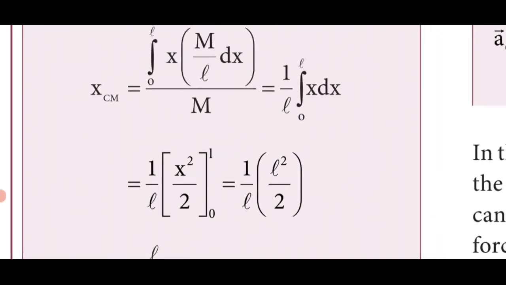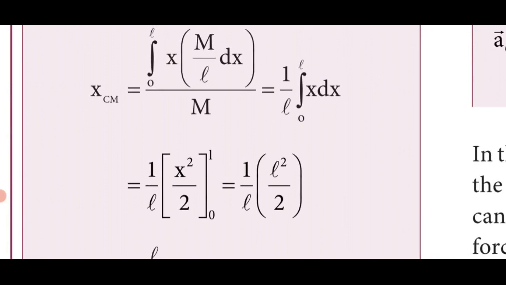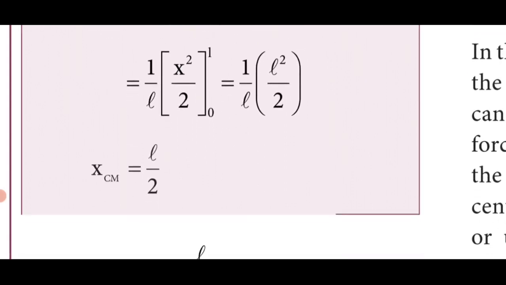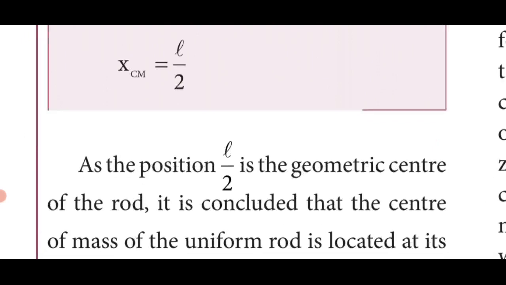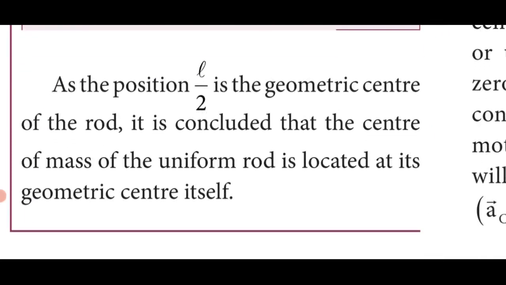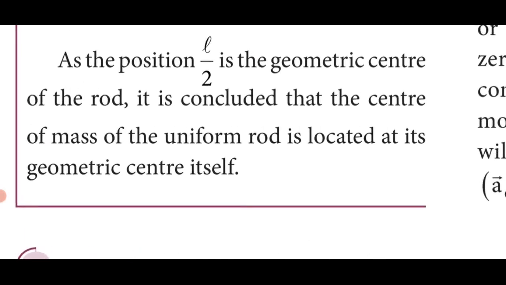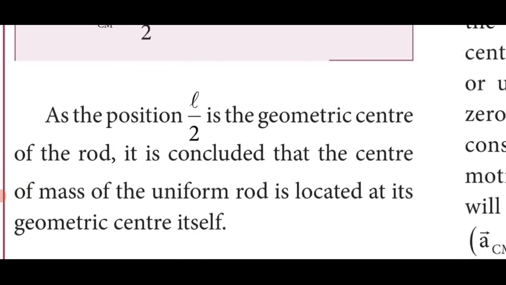We know how to integrate. After integration we get x square by 2, and for that we substitute the limits 0 to L: 1 by L into L square by 2. So x_cm is equal to L by 2. So as a position, L by 2 is the geometric center of the rod. It is concluded that the center of mass of the uniform rod is located at its geometric center itself.